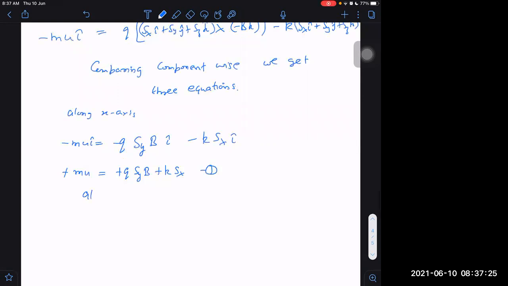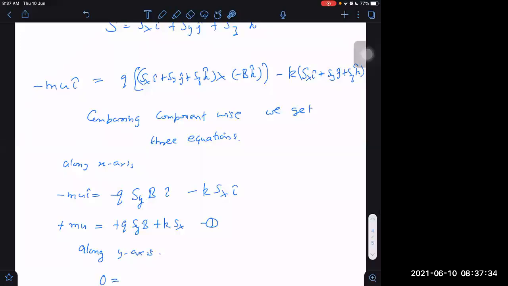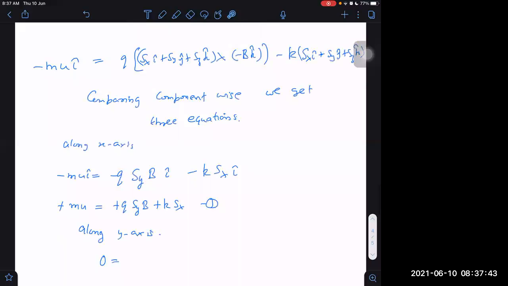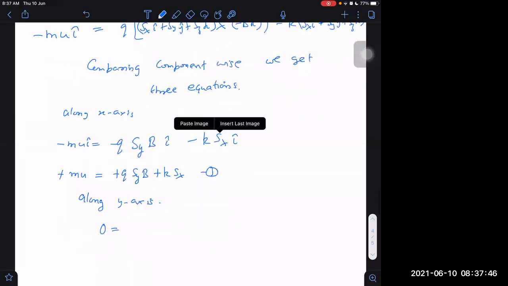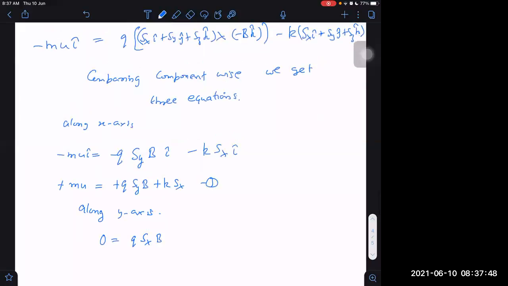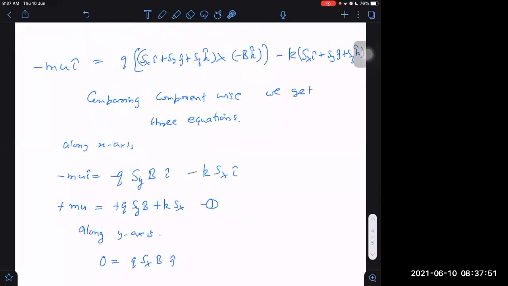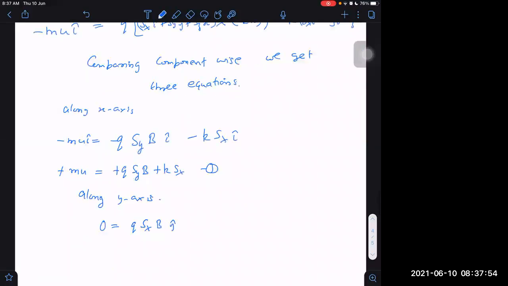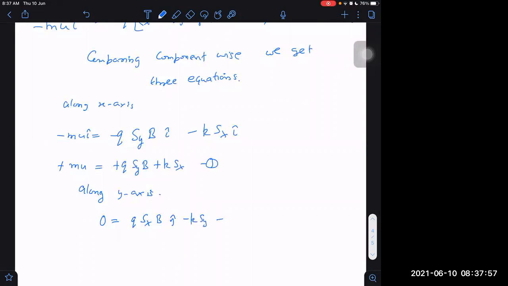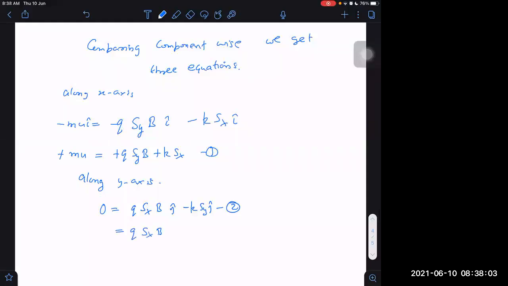Now write along the y-axis. Along the y-axis, the left hand side term is 0. On the right hand side, i cross k will give us i cross minus k, which gives plus j cap, so q Sx b j cap. Next is minus k Sy along j cap. So I can write it as q Sx b minus k Sy. This is our second equation.